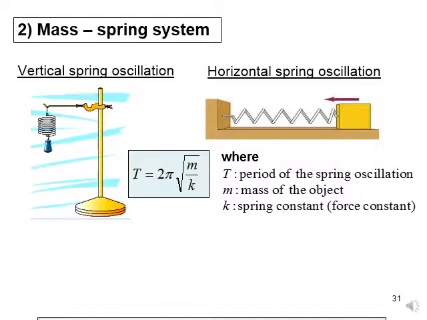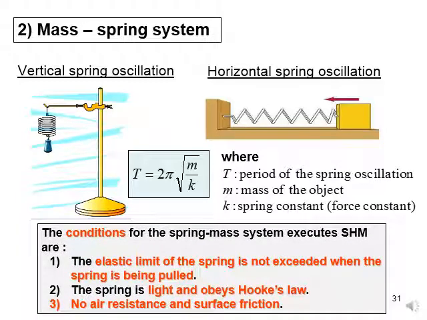The conditions for the spring mass system to execute simple harmonic motion are, first, the elastic limit of the spring is not exceeded when the spring is being pulled. 2. The spring is light and obeys Hooke's law. 3. No air resistance and surface friction.